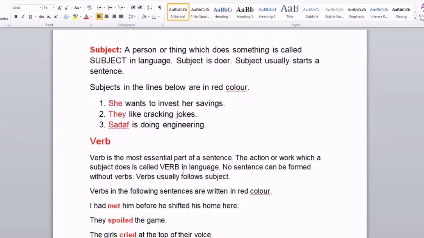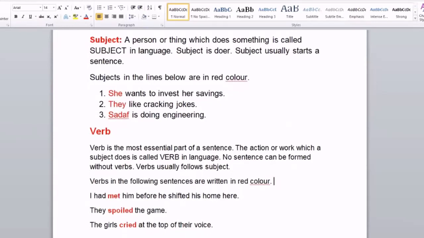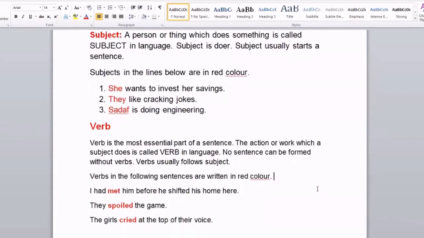Okay. And two or three important points about verb are that a verb alone can form a sentence, but without verb, we cannot have a sentence. So this is why verb is the most essential part of a sentence. Essential means important, necessary. Okay.